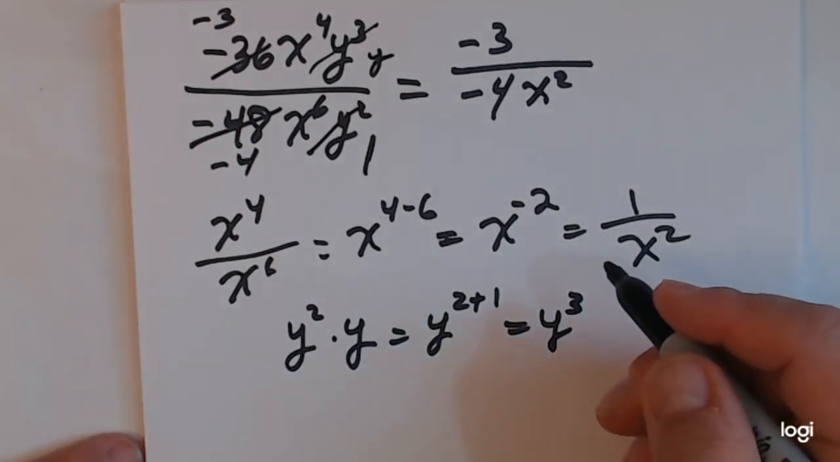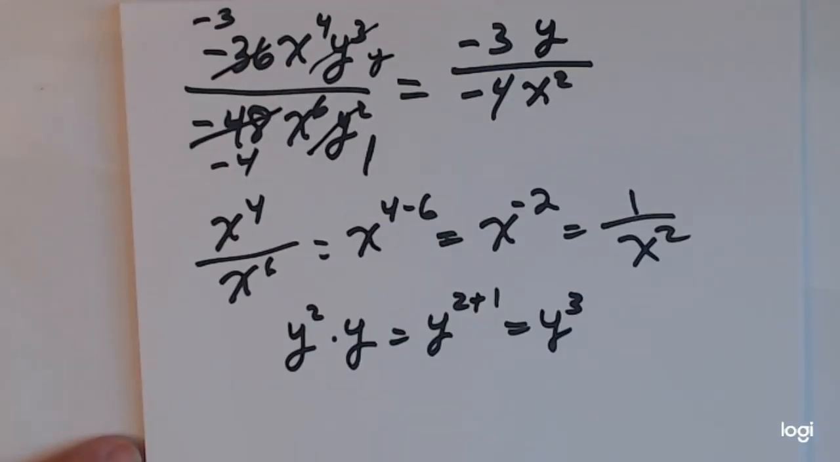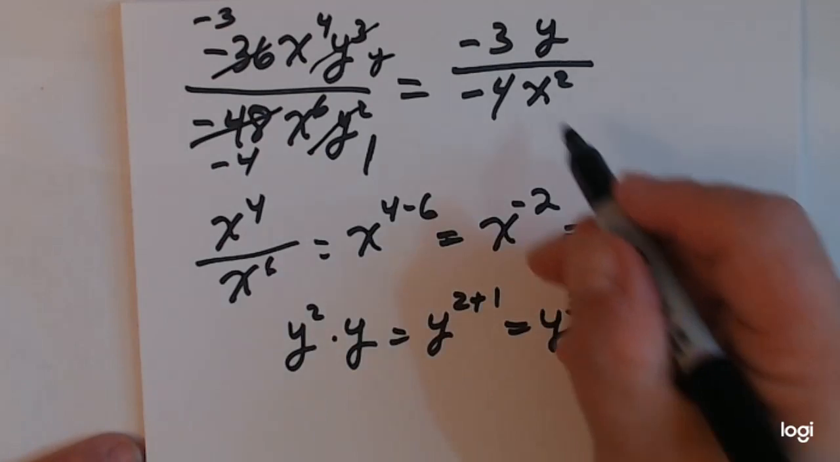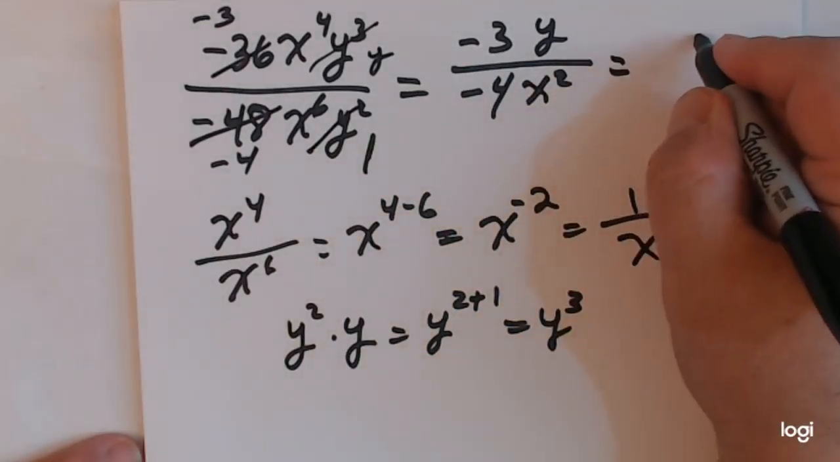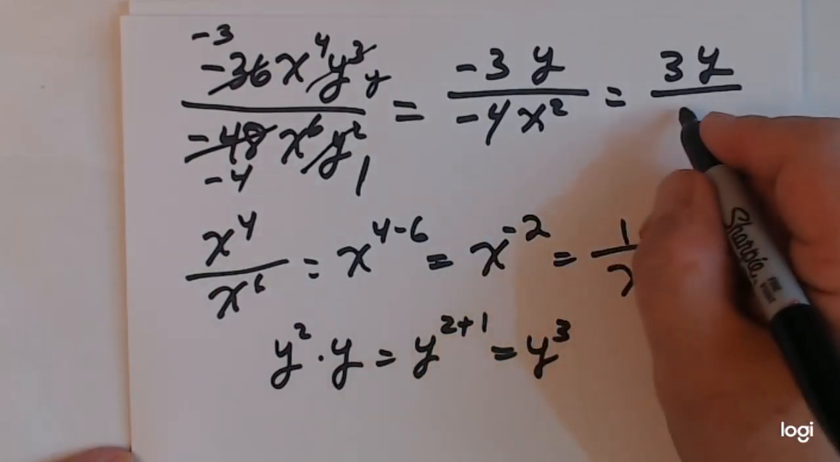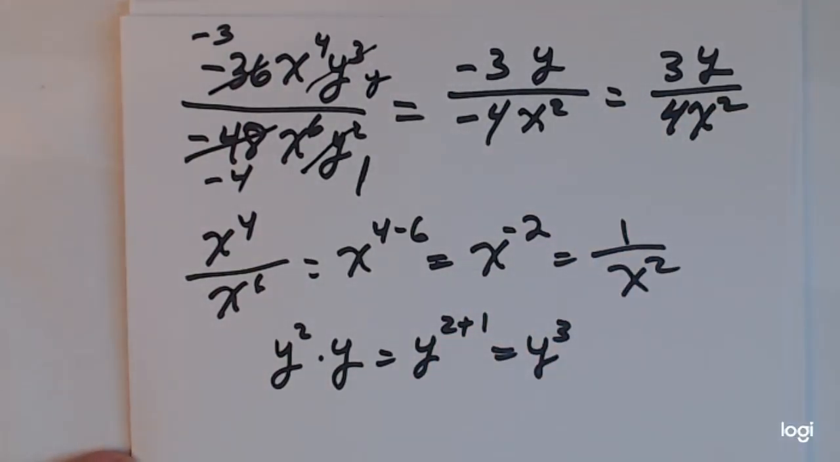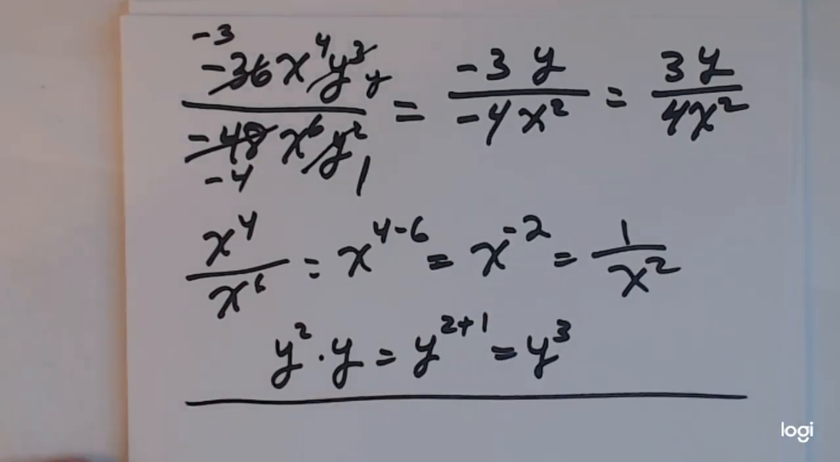So we're going to put a y right here. And because we have a negative over a negative, we wind up with 3y over 4x squared. And that's our final answer.